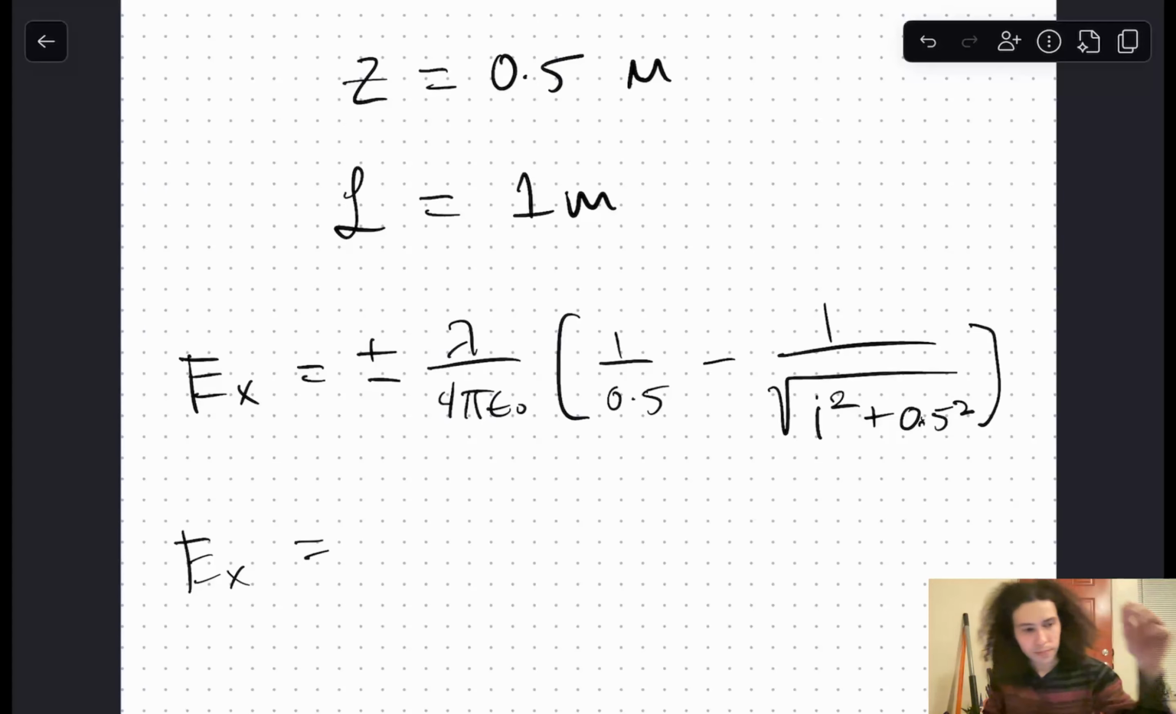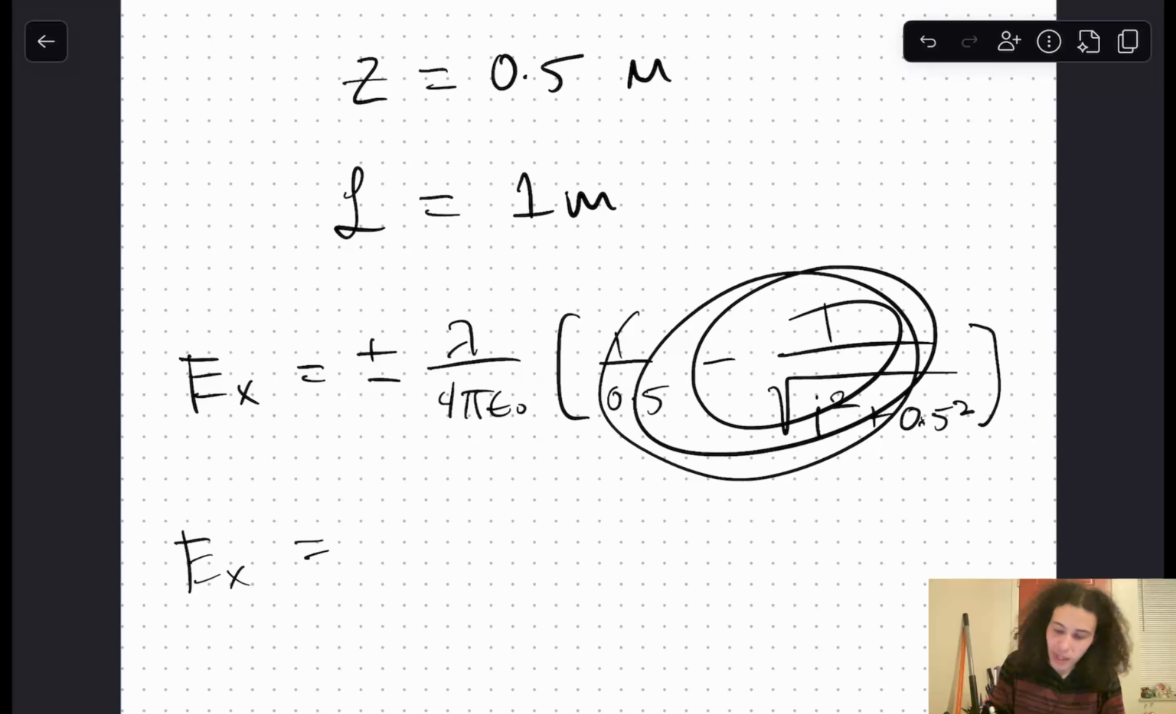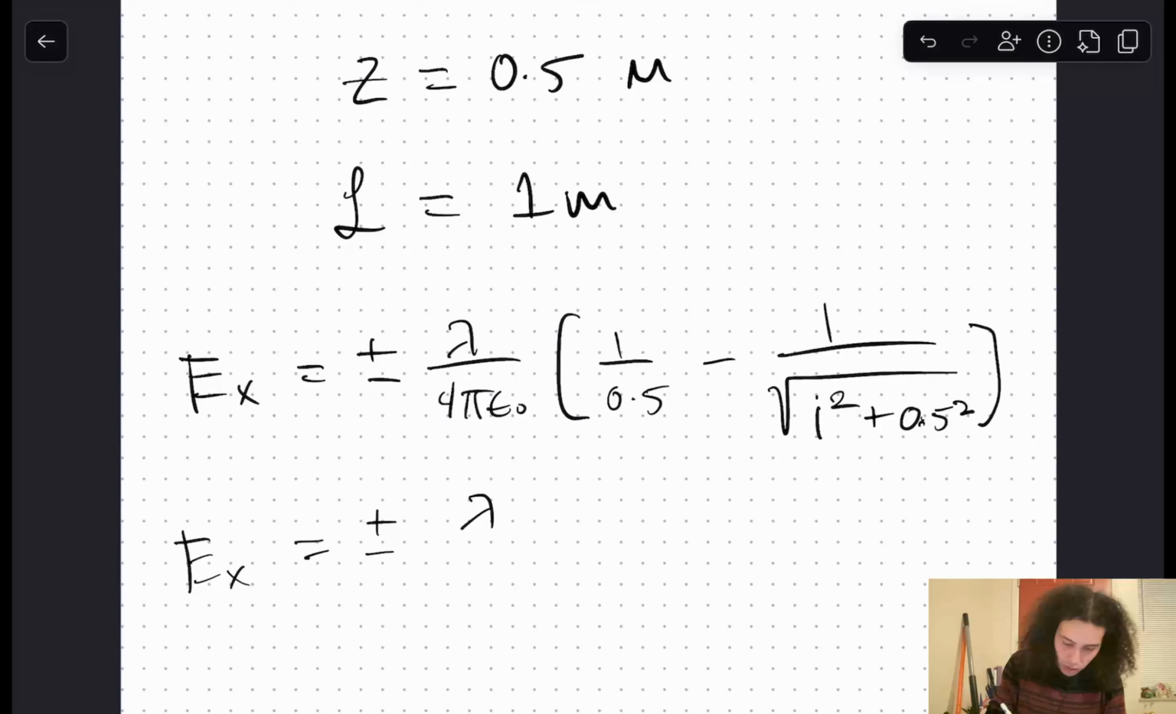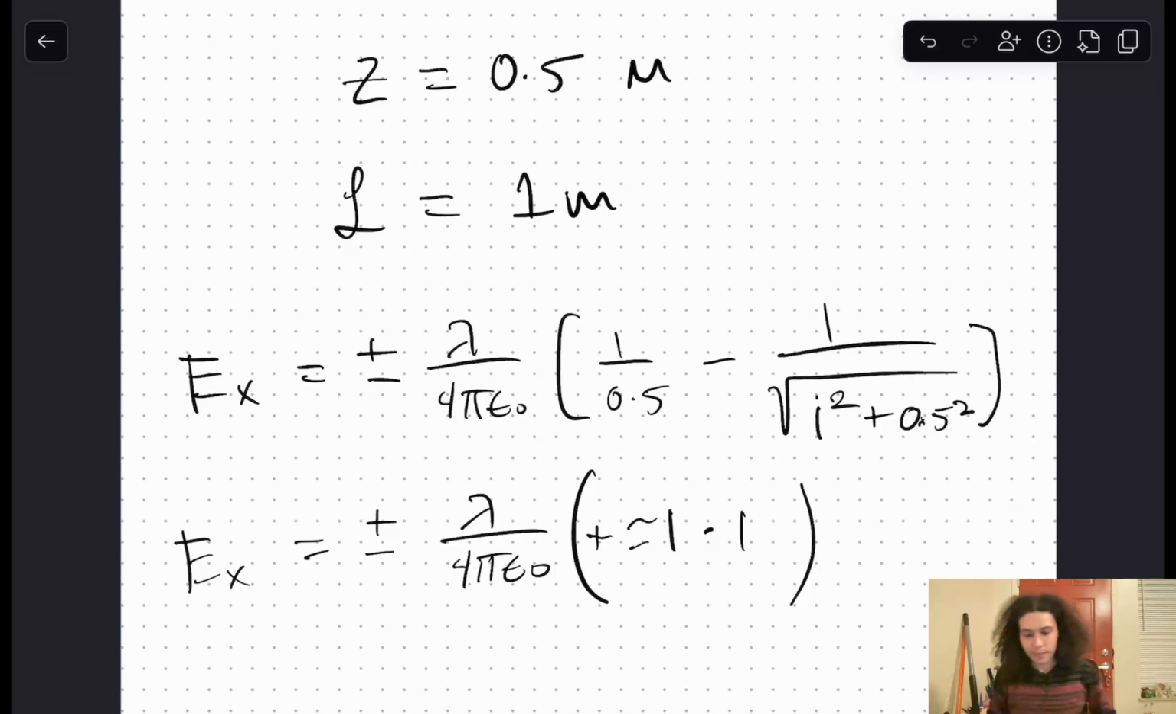What will this number yield? All right, use a little calculator here. I don't care about lambda. It's some number. What we care about is whether this here is going to be positive or negative. So here we go, 4 pi epsilon naught, 1 over 0.5 minus 1 over the square root of 1 squared plus 0.5 squared. Something like this. Yeah, this number is going to be positive. What if this is, I don't know, what if this is like 2?